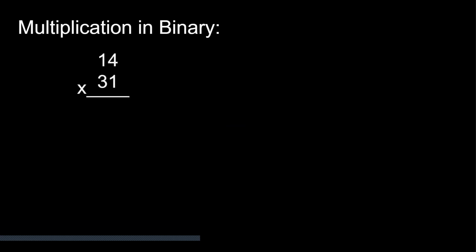Binary multiplication is very similar to multiplication in decimal, except we're multiplying by only ones and zeros. If I wanted to multiply those same two numbers, 14 and 31, in binary, I would have 14 as 0, 1, 1, 1, 0, and 31 as 1, 1, 1, 1, 1. So I'll start by lining up the numbers vertically like I did before and follow the same procedure, except now I'm only multiplying ones and zeros, so it's easier.